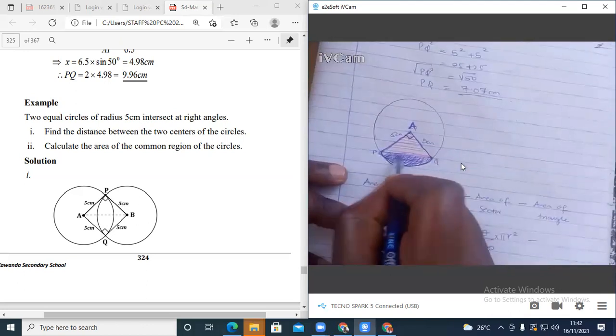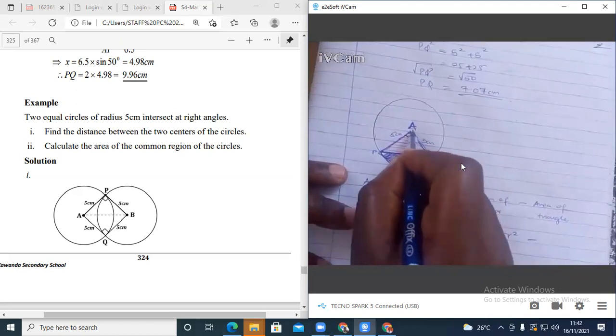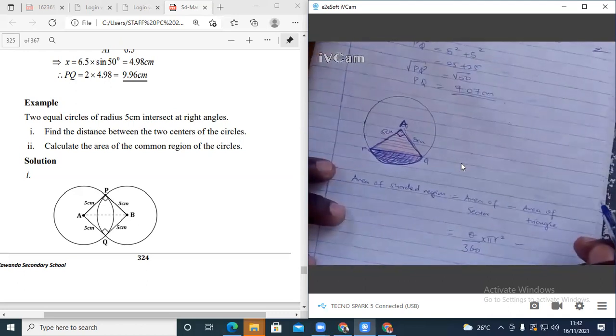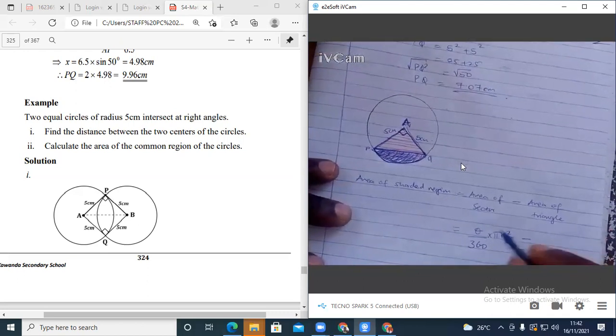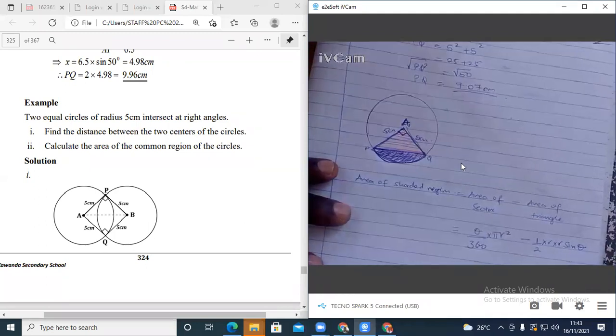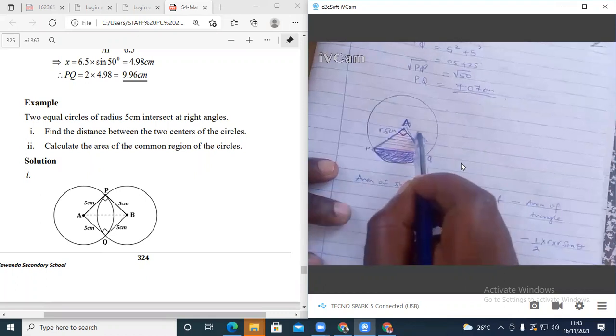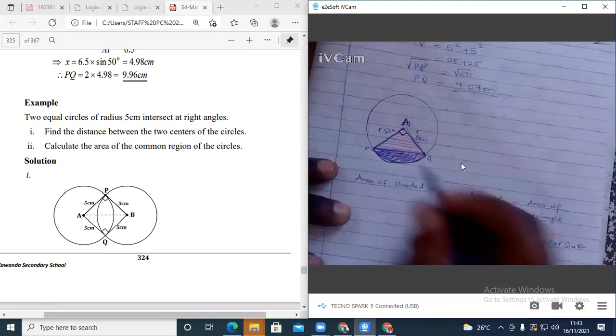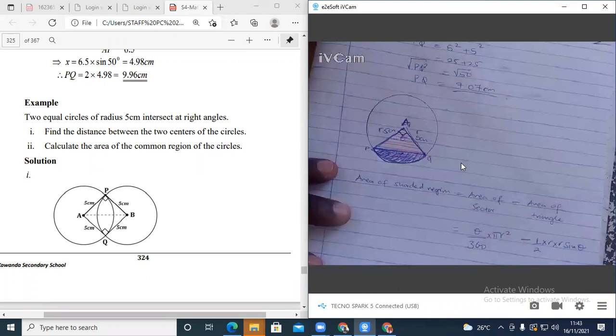Now this triangle which is here, the area of that triangle is given by a half times r sine of the angle theta times r. This is r, this is r. Sine the angle theta. That angle there is theta.